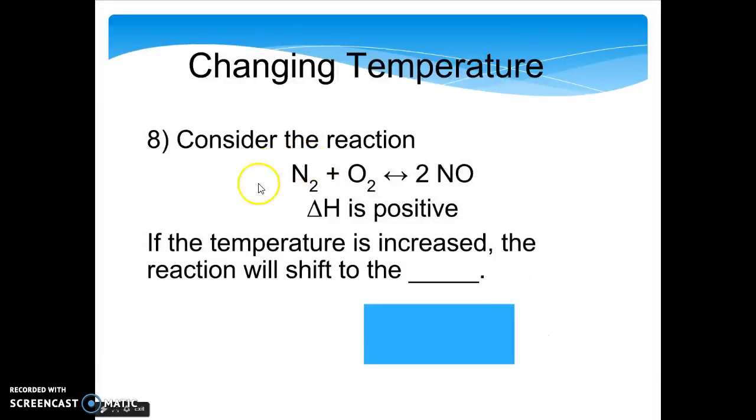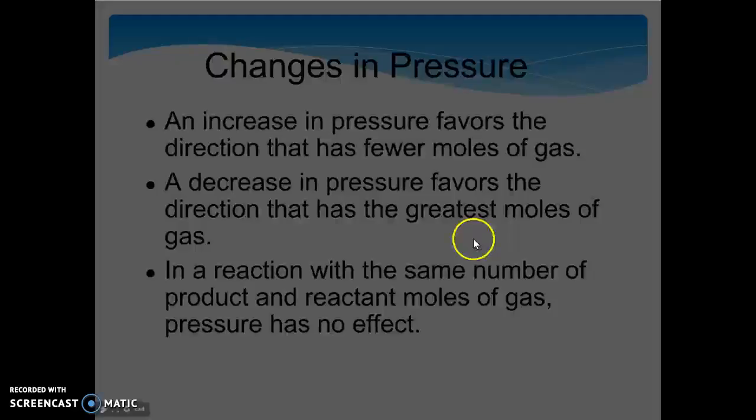Okay, let's try this one. Now delta H, which is heat, is positive. So that means my heat is over here on the side with N2 and O2. So if my heat is over here with N2 and O2, it's an endothermic reaction. So if I increase the heat, it's going to add heat to this side and make this side overloaded. So it's going to shift to the right really quickly to compensate for that. And when it does that, it's a shift to the right. So it's going to have relieved the stress and conformed to Le Chatelier's principle.